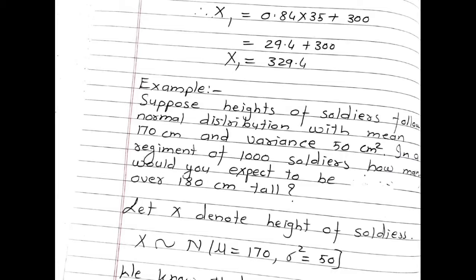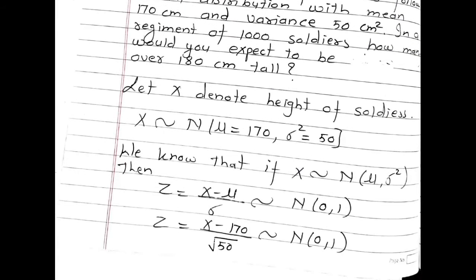Suppose heights of soldiers follow normal distribution with mean 170 centimeter and variance 50 centimeter square. In a regiment of 1000 soldiers, how many would you expect to be over 180 centimeter tall?